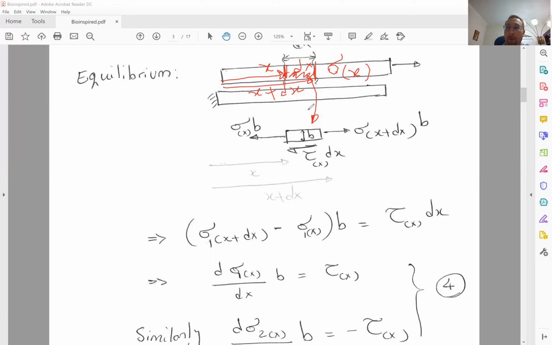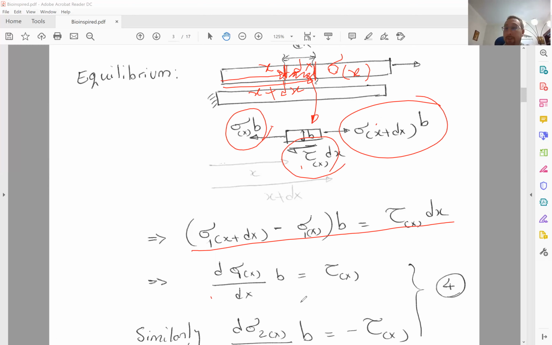And all the forces applied by this to the left is sigma x times b, to the right, sigma x plus dx times b, and tau x times dx. I put them in equilibrium. So basically, this force minus that has to be equal to this. And this gives me this differential equation of equilibrium. I can do exactly the same calculations for 2.